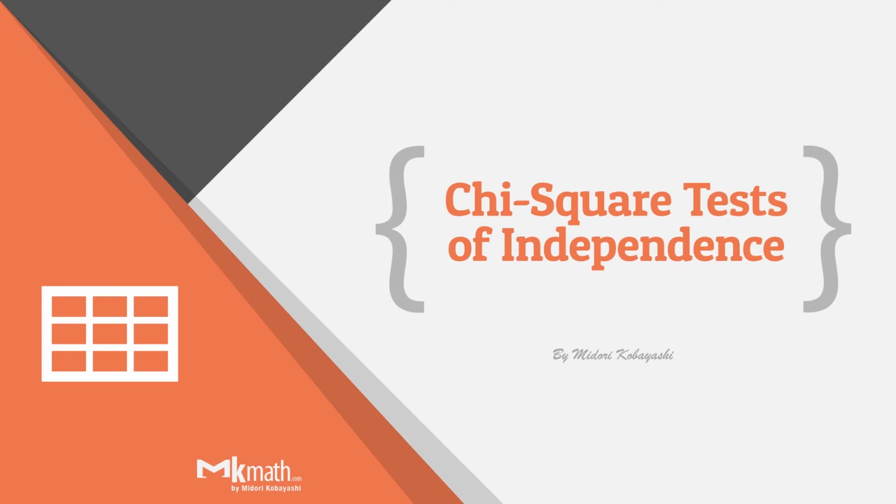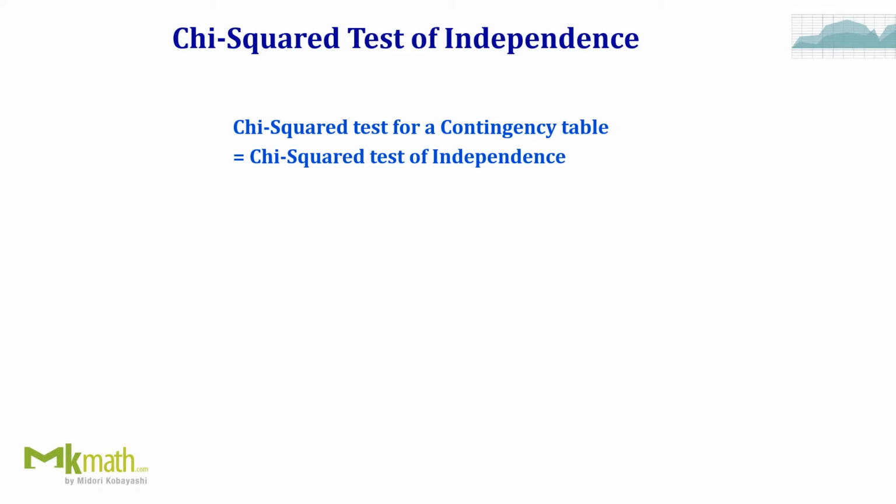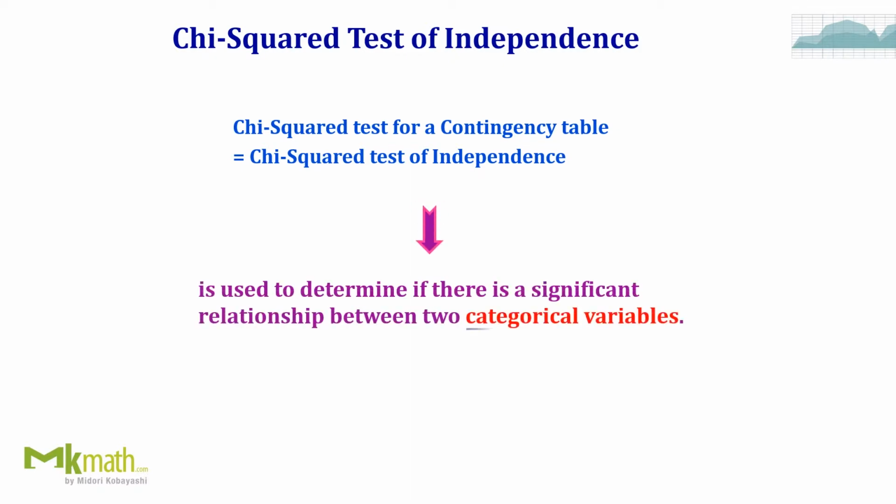In this video, I'd like to show an example of chi-squared test of independence. Chi-squared test is used to determine if there is a significant relationship between two categorical variables. In other words, this test is used to determine if two categorical variables are independent or not.